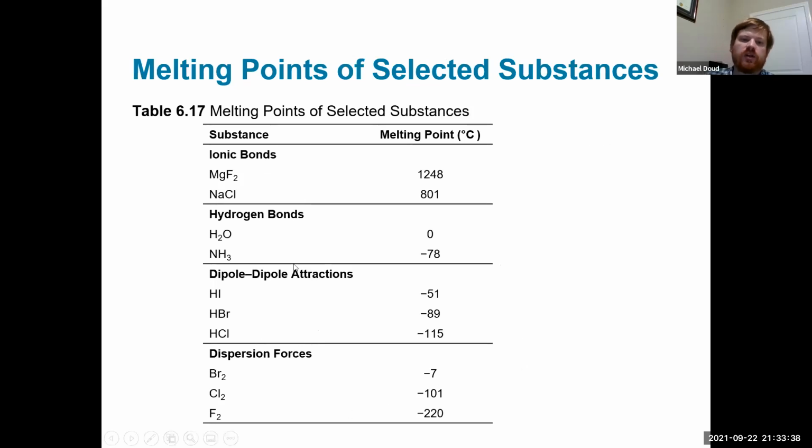So just to give you an example, like giving you a range here, magnesium fluoride has a melting point of around 1,248 degrees Celsius. Hydrogen bonding containing compounds like water, of course, the melting point of water is 0 degrees Celsius. Dipole-dipole attractions that exist, for example, in HI. HI is a liquid at room temperature. It melts at negative 51 degrees Celsius. And then finally, dispersion forces, something like difluorine has a melting point of negative 220 degrees Celsius.